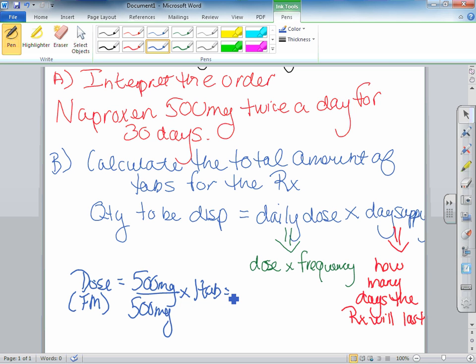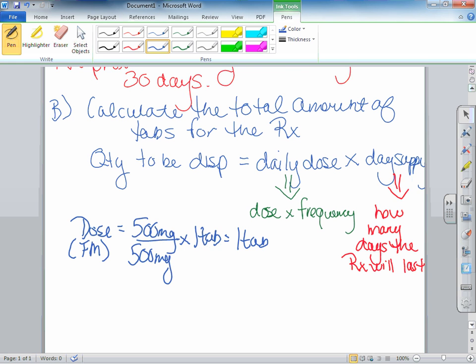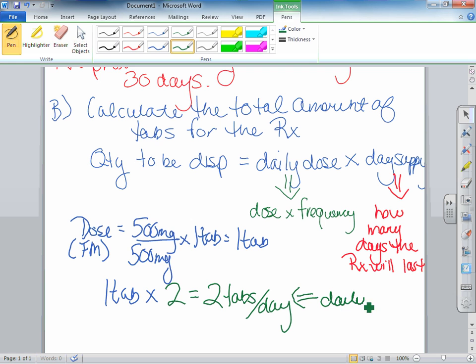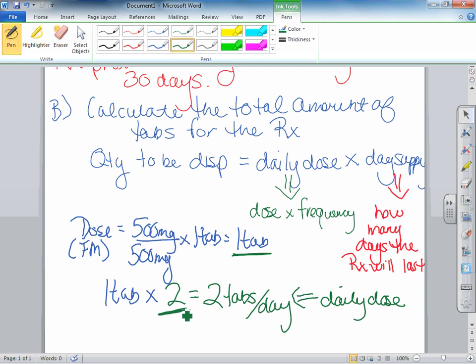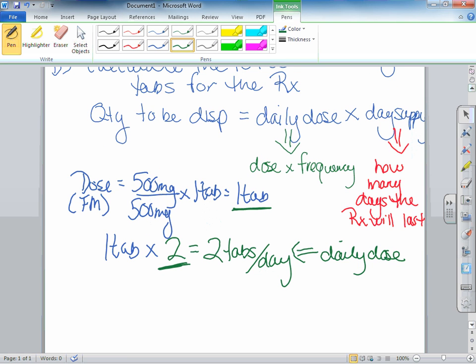So that means they are only going to need what? 1 tablet per dose. Well, you're going to take that 1 tablet per dose and multiply it by the frequency. They're supposed to take it twice a day. So that means they're taking 2 tabs per day. That's your daily dose. I just calculated the daily dose where I took the dose and I multiplied it by the frequency. All right. So your daily dose is 2 tablets per day.